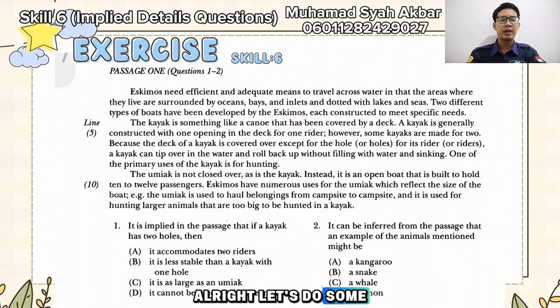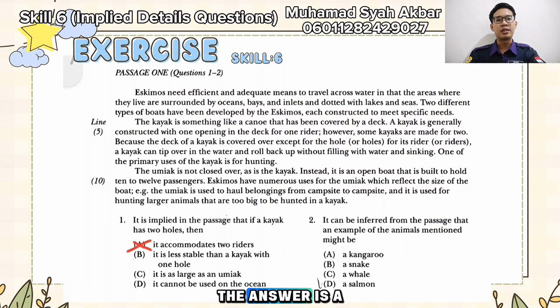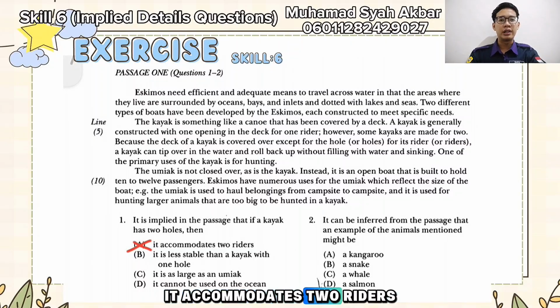Alright, let's do some exercises. Text 1, the question is, it is implied in the passage that if a kayak has two hulls, the choice is A. It accommodates two riders, B. It is less stable, C. It is as large as an umiak, D. It cannot be used on the ocean. The answer is A. It accommodates two riders.